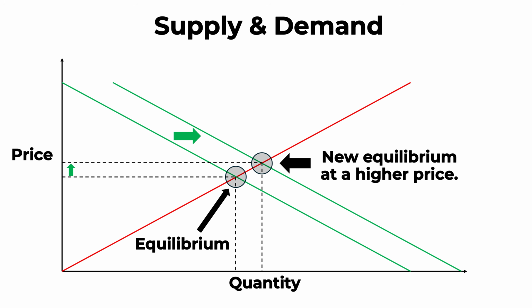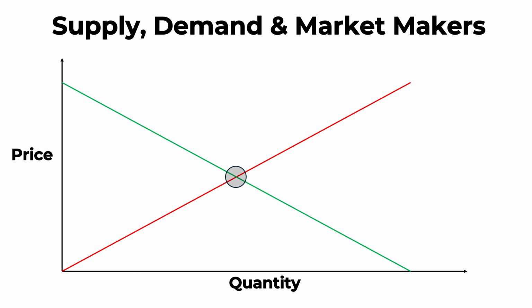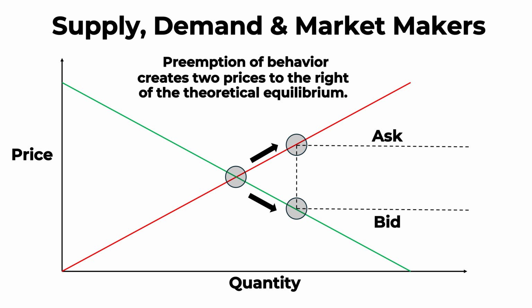The same mechanics occurs with the supply curve, of course. It's also possible that both curves change simultaneously. However, the reality of financial markets has a few important nuances. Buyers and sellers are always preempting the behavior of one another. If buyers detect an increase in supply, they will automatically become willing to buy at lower prices. If sellers detect an increase in demand, they will automatically become willing to sell at higher prices. This creates a spread between the highest price buyers are willing to trade at, called bid price, and the lowest price sellers are willing to trade at, called ask price.